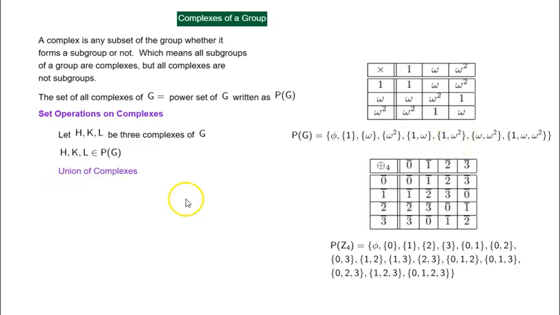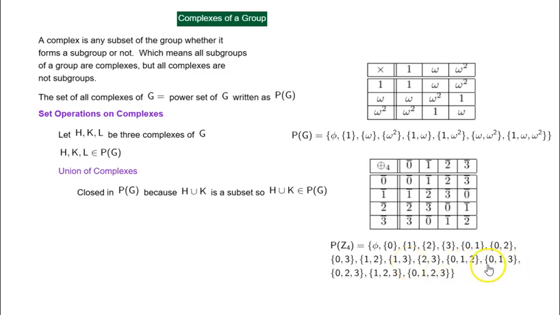So let's look at the union of complexes. It is closed in the power set of G, because if you take any two of these subsets, the union will be there in this power set. So let's take omega and omega square. If we take the union, we will get a subset containing omega and omega square, which is there in the power set itself. Similarly here, take any, so let's say {0, 1} and {1, 3}. The union is {0, 1, 3}.